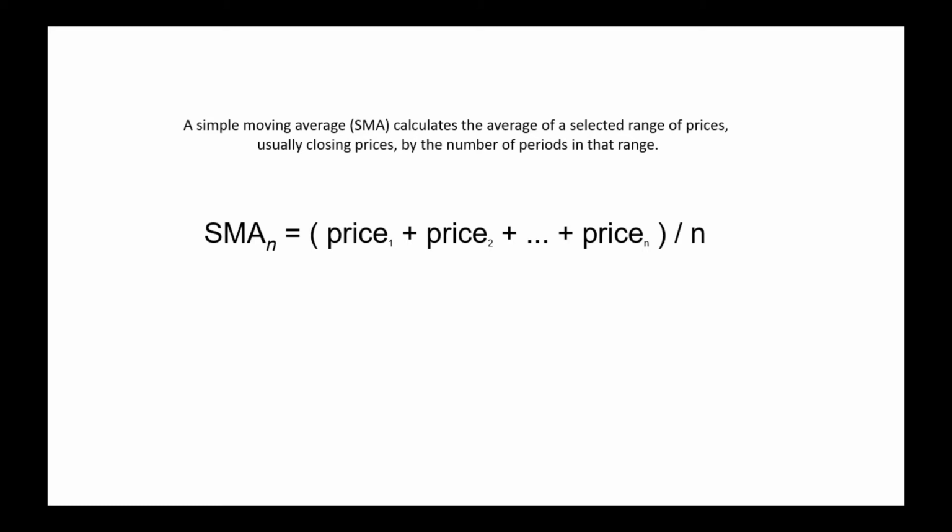First, let me go over just the major facts about moving averages. A simple moving average, SMA, calculates the average of a selected range of prices, usually closing prices, by the number of periods in that range. As you can see, the formula is very simple: price 1 plus price 2, we just go historically into the past and sum the prices and then divide by the number of periods, the number n.